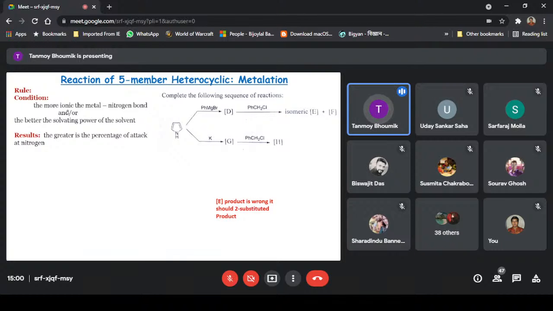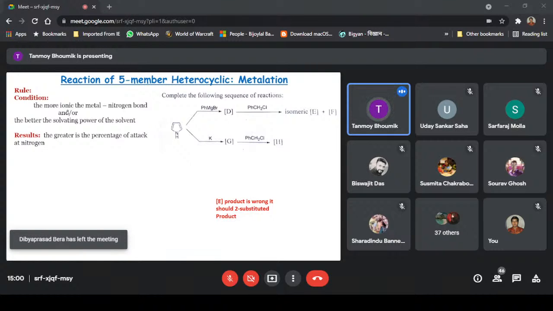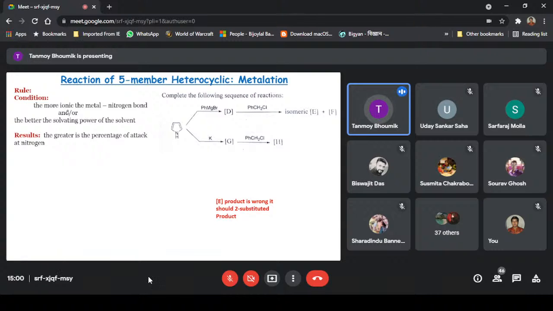Similarly, whenever you have this pyrrole compound, we can add it into Diels-Alder. This is the Grignard reagent, phenyl magnesium bromide, and this is the potassium. So then the first one would be the phenyl substituted pyrrole, and the second one is the potassium substituted hydrogen.